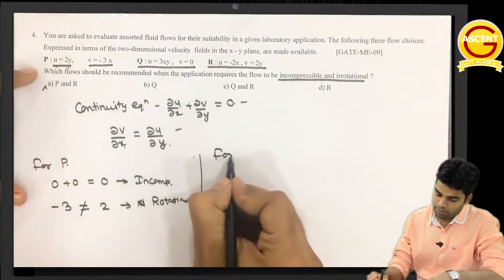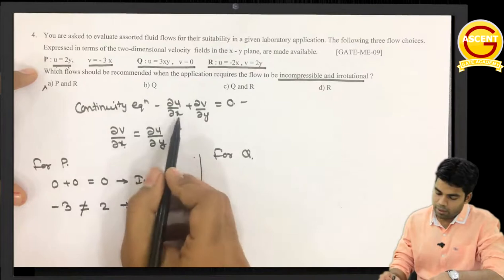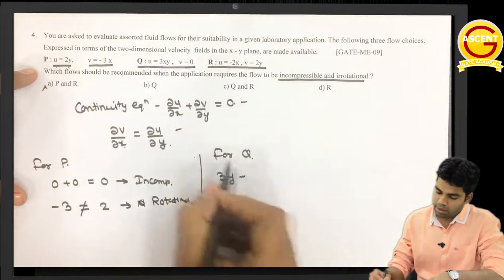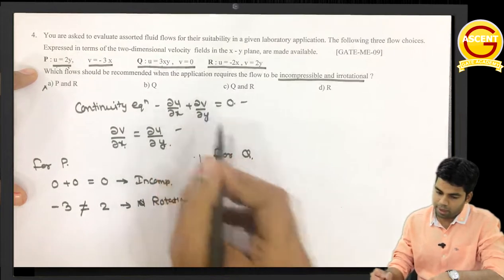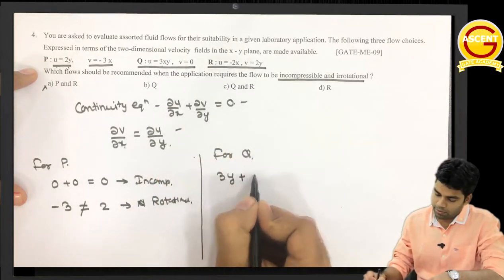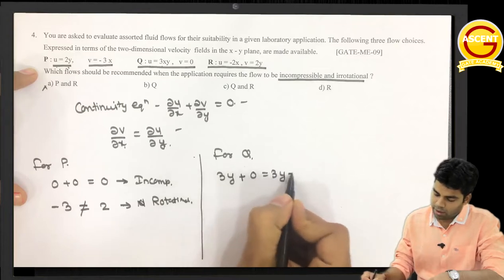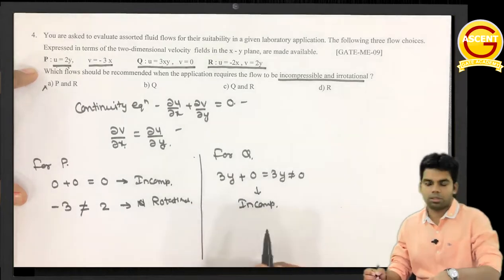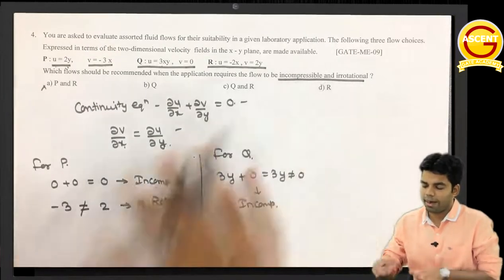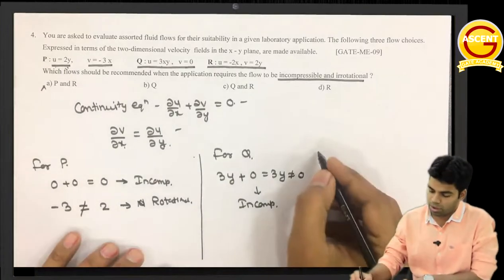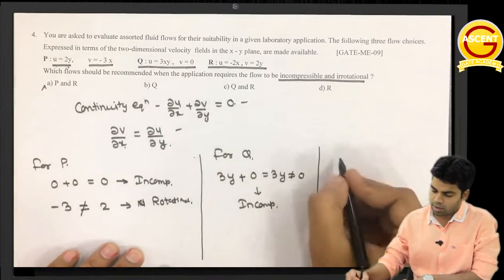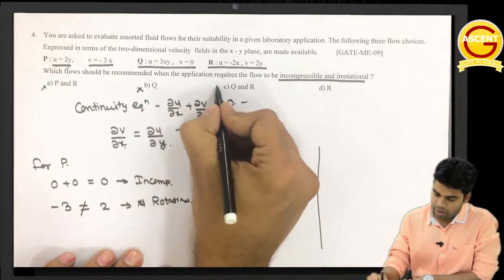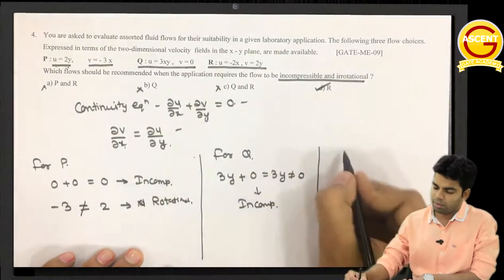Now for Q, del u by del x is 3y plus del v by del y is 0. So this is equal to 3y, which is not equal to 0, so this is not an incompressible flow. You don't need to check for irrotational, because it is asked incompressible and irrotational, that means it should satisfy both the conditions. So this cannot be the answer. So this option can also be eliminated, and the answer is obviously D, but still we will check it.